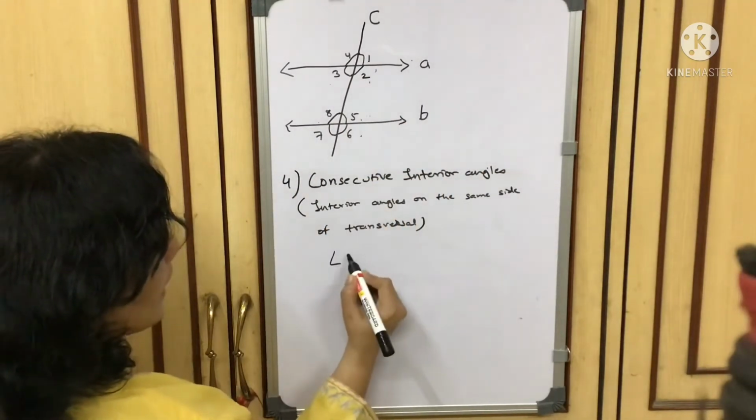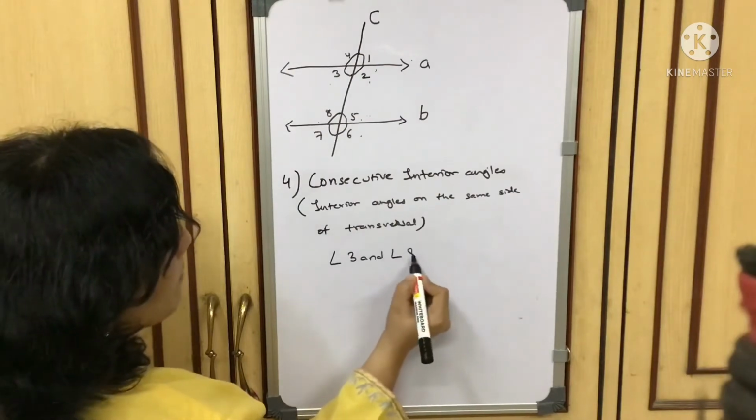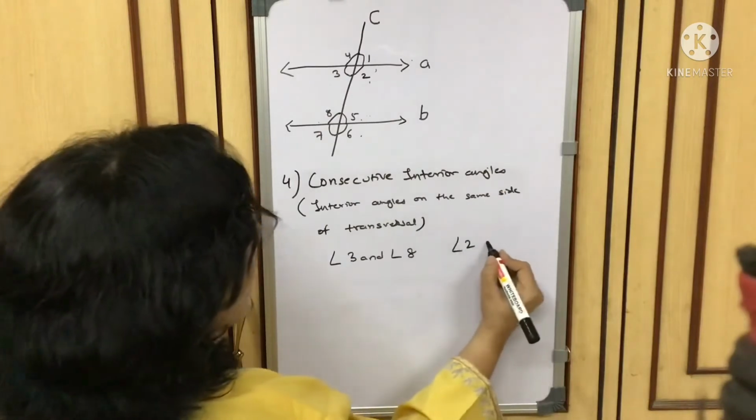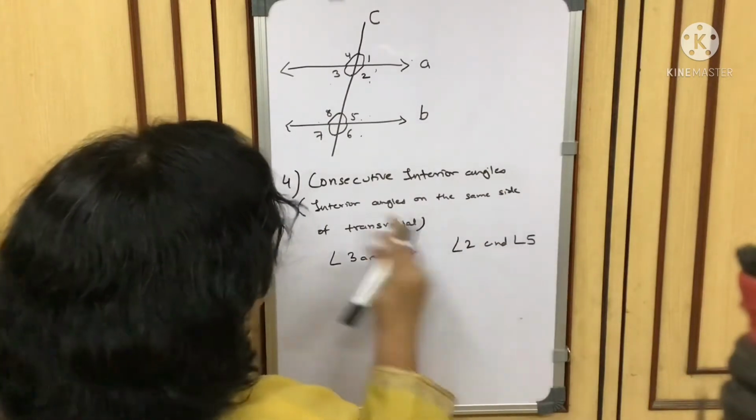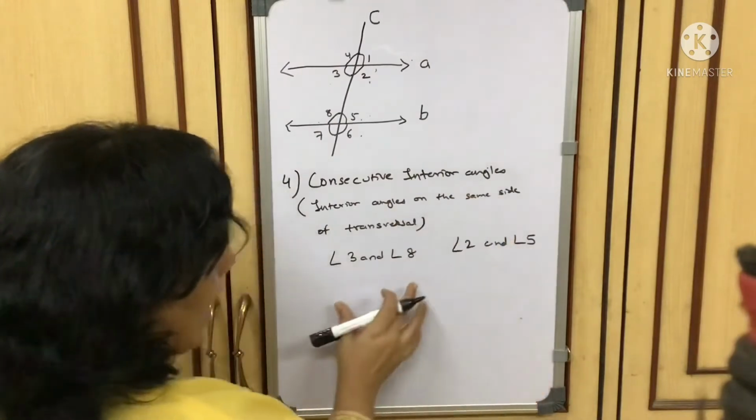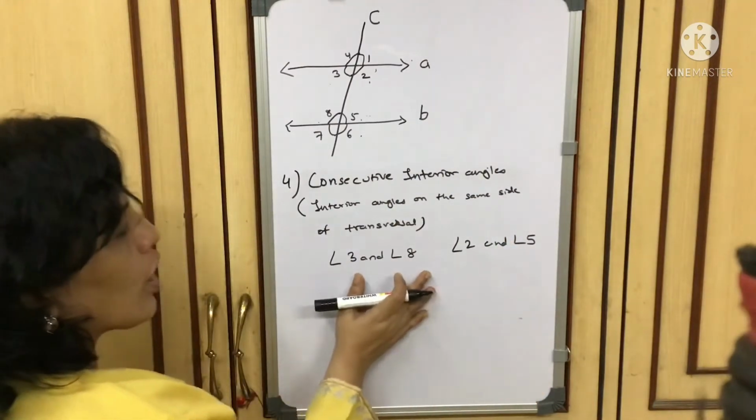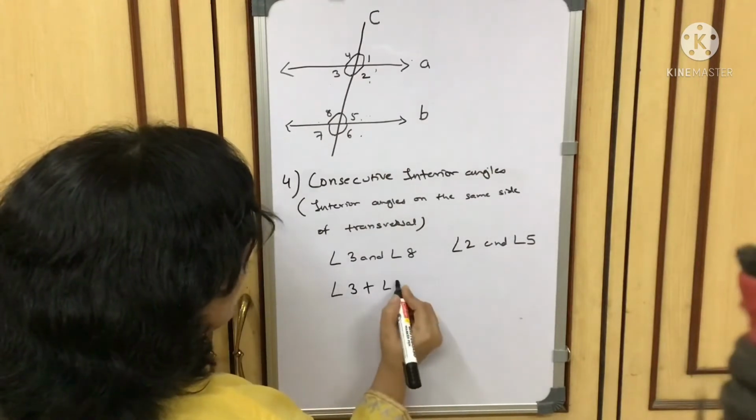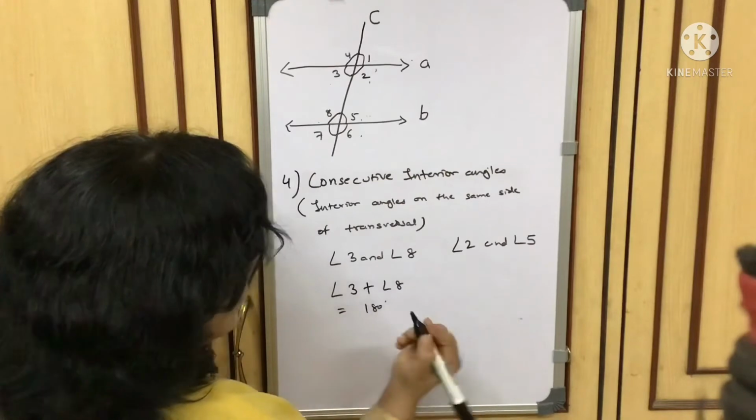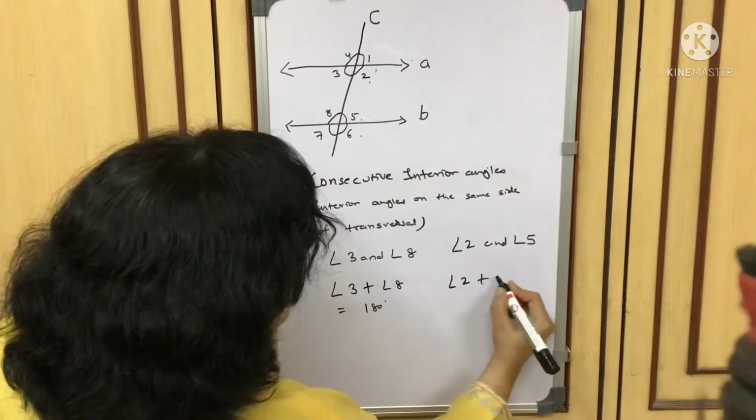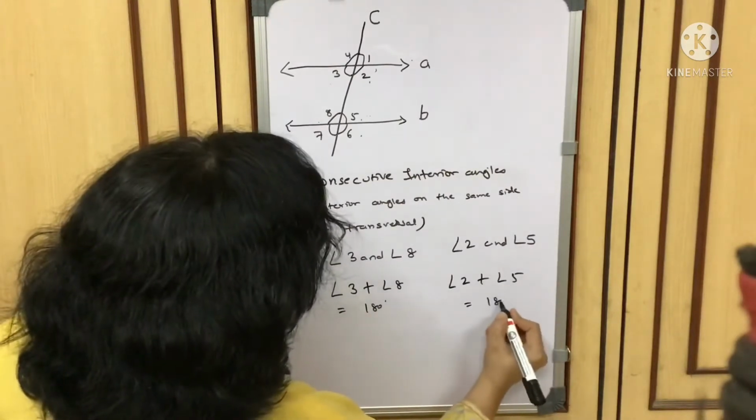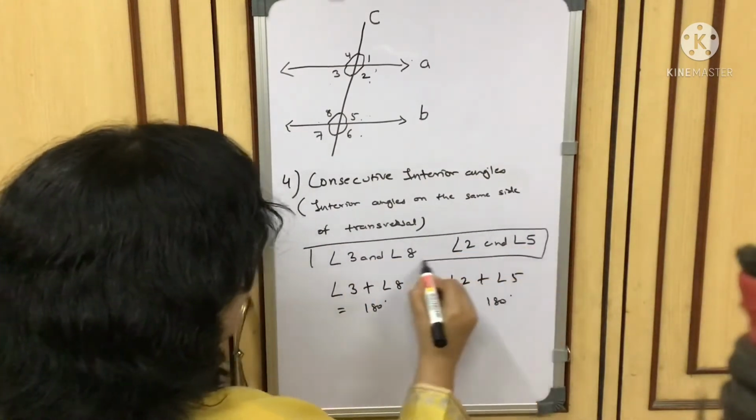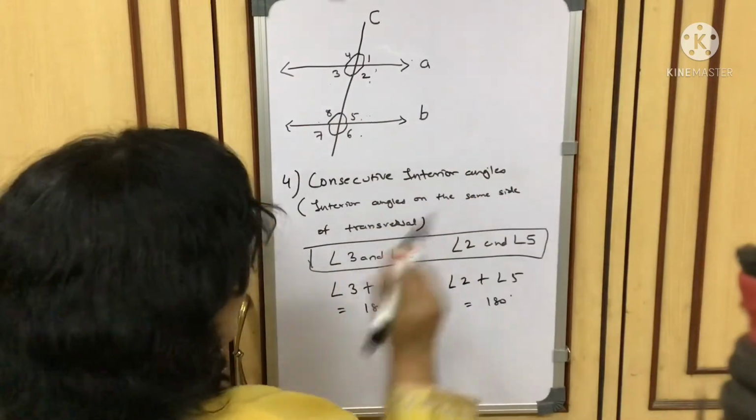So now 3 and 8 is a pair of consecutive interior angles. And angle 2 and angle 5 is another pair of consecutive interior angles. And the total of these angles is always 180 degree. That is angle 3 plus angle 8 is always 180 degree. Or angle 2 plus angle 5 is always 180 degree. So we have two pairs of consecutive interior angles.